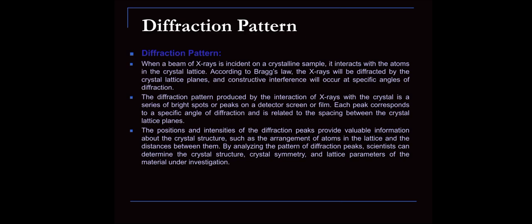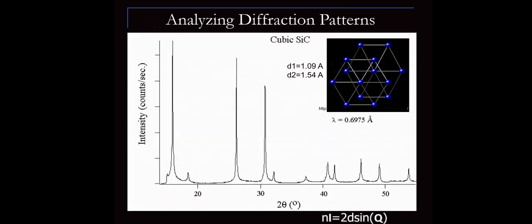Each peak corresponds to a specific angle of diffraction and is related to the spacing between the crystal lattice planes. The positions and intensities of the diffraction peaks provide valuable information about the crystal structure, such as arrangement of the atoms in the lattice and the distances between them. By analyzing the pattern of diffraction peaks, scientists can determine the crystal structure, crystal symmetry, and lattice parameters of the material under investigation. This is analyzing diffraction pattern.